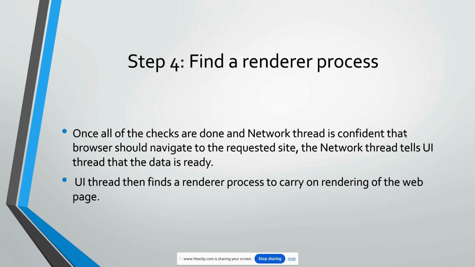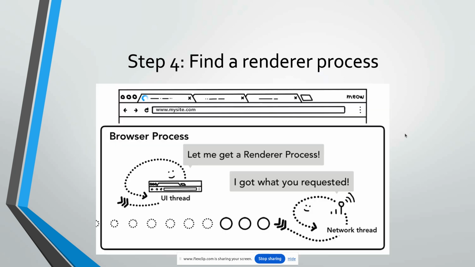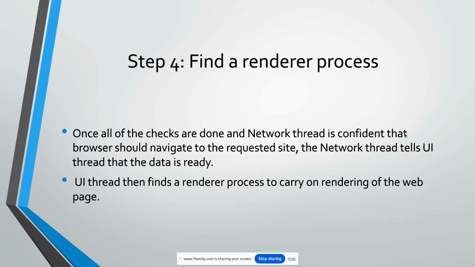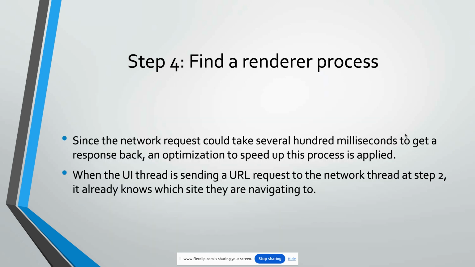And step four is to find a render process. Once the checks are done, the network thread is confident that the browser should navigate to the requested site, and the network thread tells the UI thread the data is ready, and the UI thread finds the render process to carry out the rendering of the web page. So it's basically saying that the network is ready, and the UI thread is asking the render process to begin.